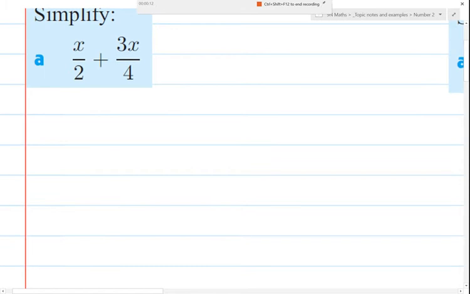Like we were doing before, your first step is to copy the question down. It sounds obvious, but you must do that. It's very important that you copy these questions into your book first.